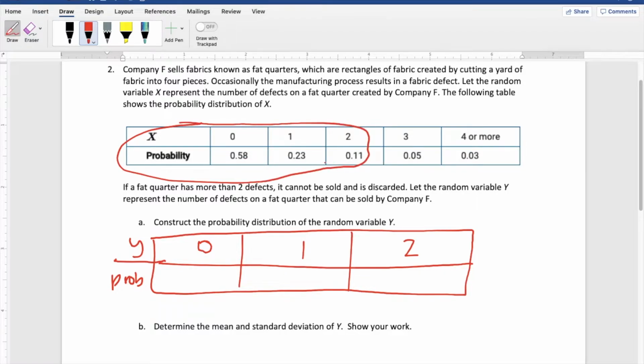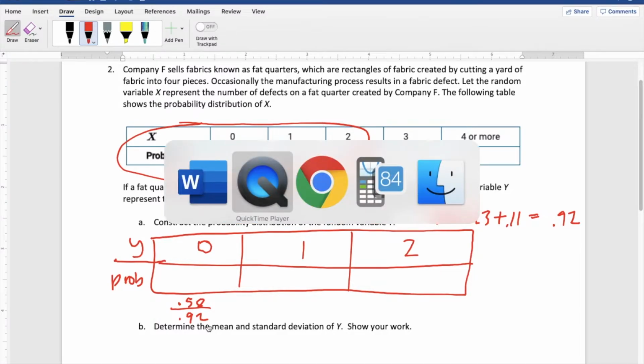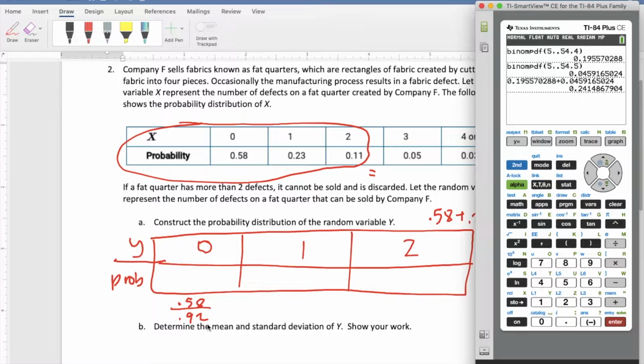The first thing I would want to do is figure out the total probability that it would be 0 or 1 or 2. So I'm going to add together 0.58 plus 0.23 plus 0.11, which is 0.92. So 92% of the fat quarters can be sold. When we find these new probabilities, I'm going to say, what's the probability that it's 0 given that it's 0, 1, or 2? So I would do right here 0.58 divided by 0.92. What is 58% out of 92%? I'm going to use my calculator and figure that out, as well as the other 2.